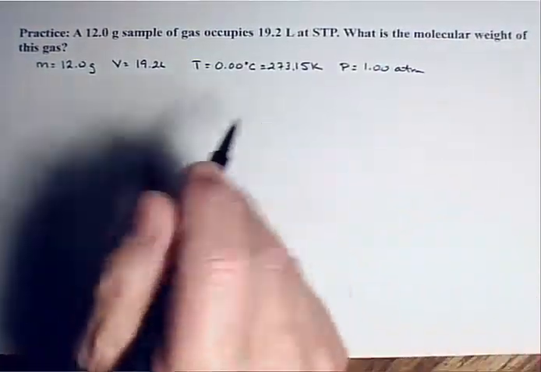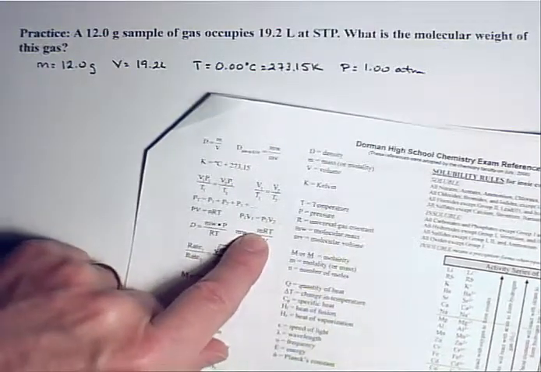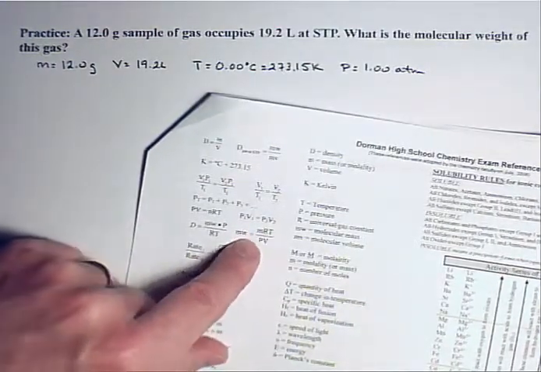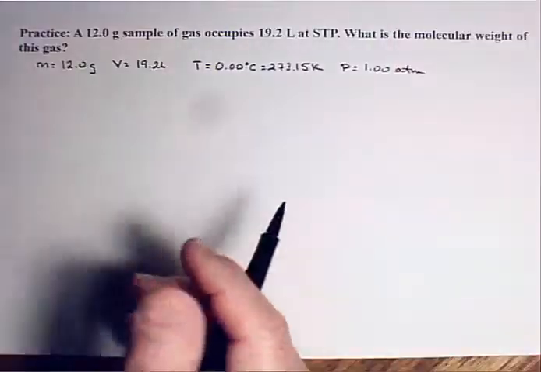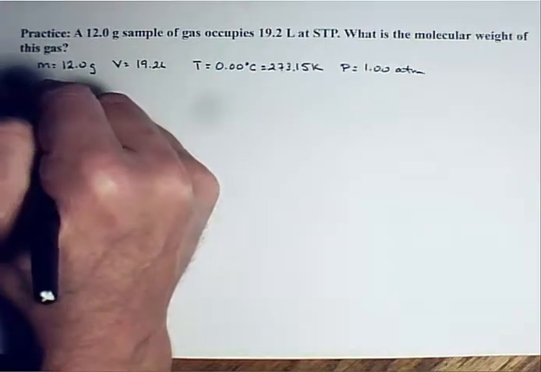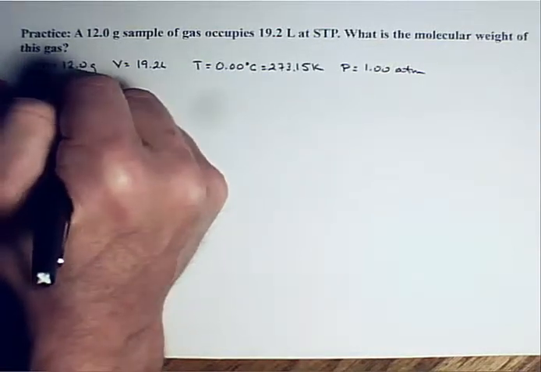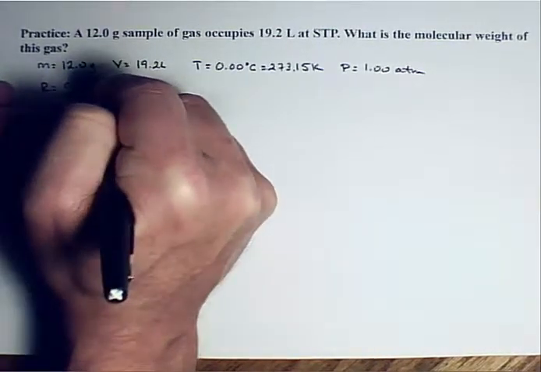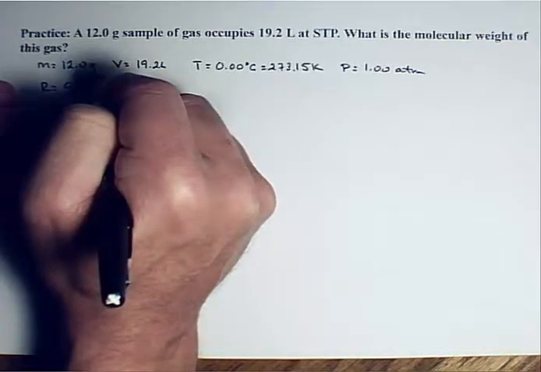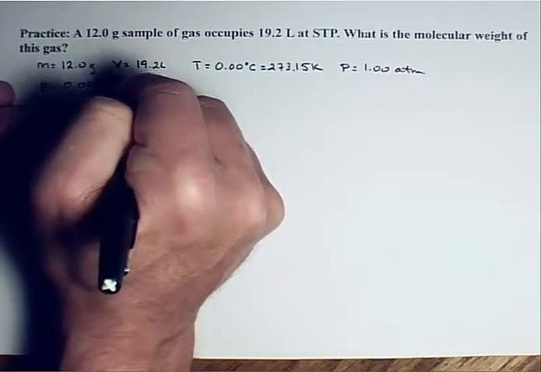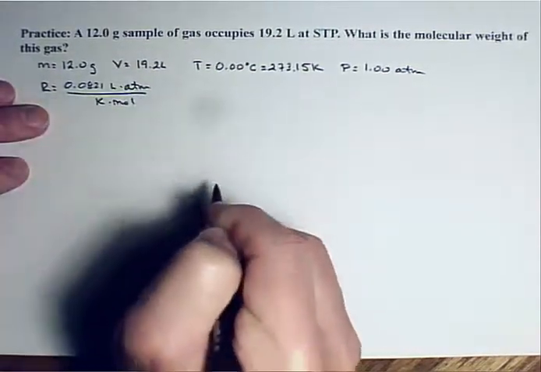All right. So in this equation here, I have mass, and R we know, temperature I have, pressure and volume I have. So I've got everything I need to find the molar weight. Now the version of R we want should match atmospheres, and that's 0.0821 liters times atmospheres over Kelvin times moles.